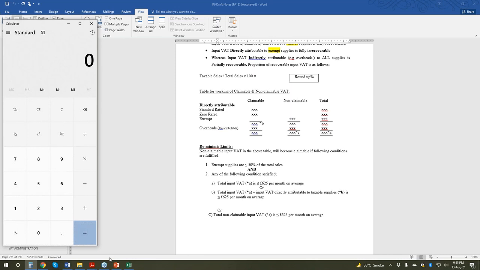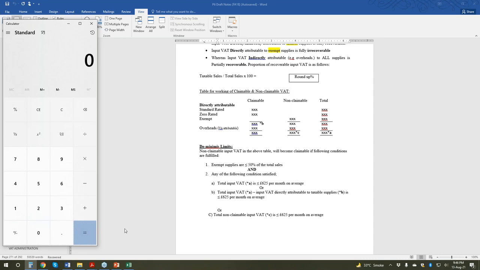If both of these tests are not satisfied, only then we make a table: is total non-claimable input VAT less than 625 per month on average, or less than 7500 annually? To calculate the total non-claimable input VAT, you divide your unattributable VAT into two percentages, as I told you recently. In Nocton's case, unattributable VAT will be divided into two parts, 86% and 14%. The non-claimable portion is the 14% along with the VAT directly suffered on exempt supplies. These two figures are added and we check whether they are less than 7500 or not, but we do not have to do that if we satisfy either of the first two tests.